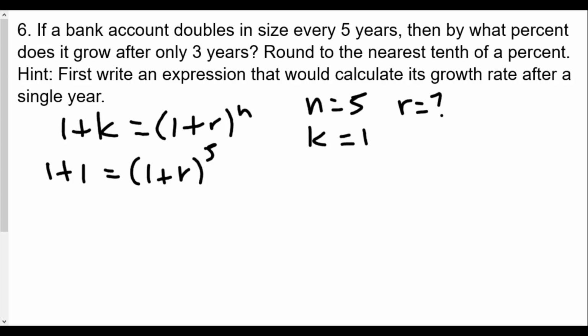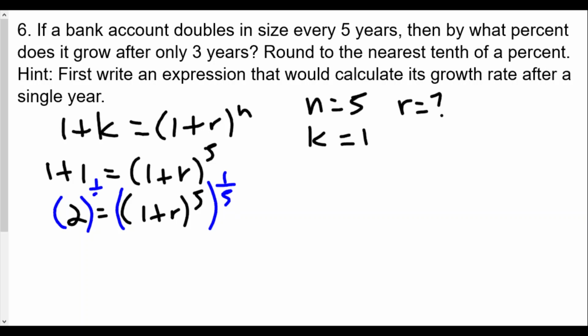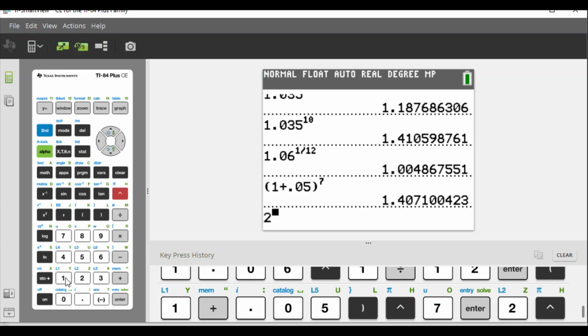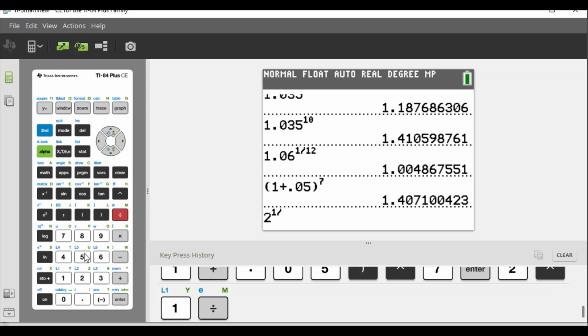Now, of course, the left side would be 2 equals 1 plus r raised to the n power, raised to the 5th power. And we raise both sides again to the reciprocal of the exponent for the base. The reciprocal of 5 is 1/5. So we're going to take our calculator and take 2 to the 1/5 power and see how much that will be. Oops, here we go. So we take 2 raised to the 1/5 power, 1 divided by 5.